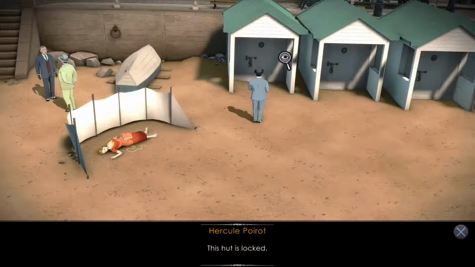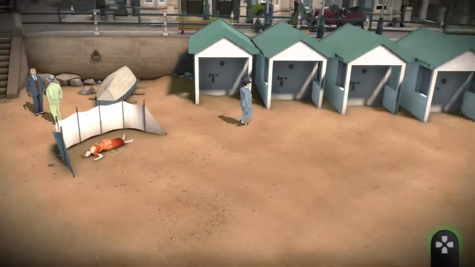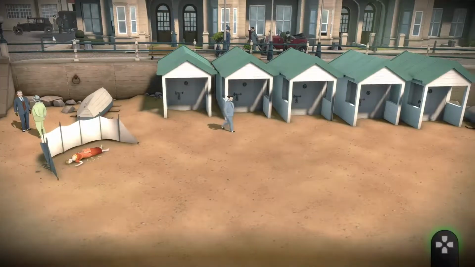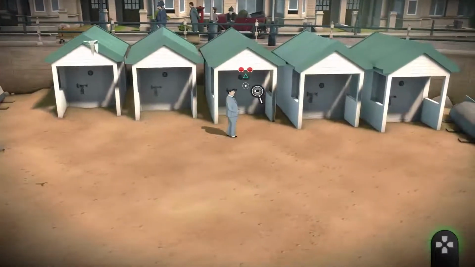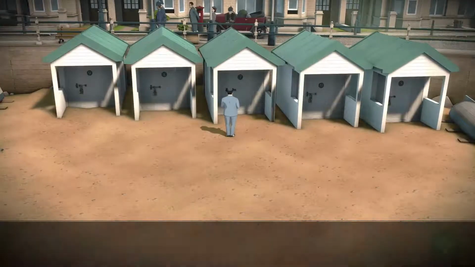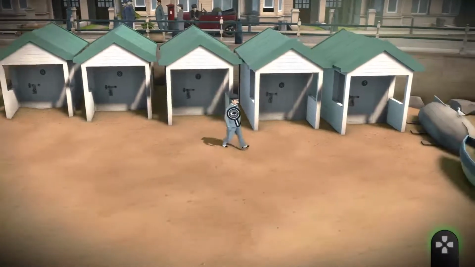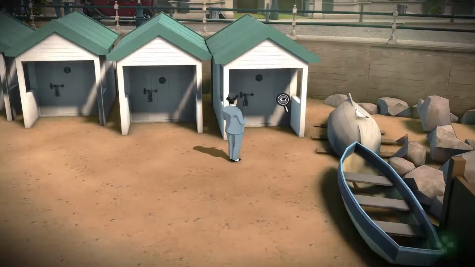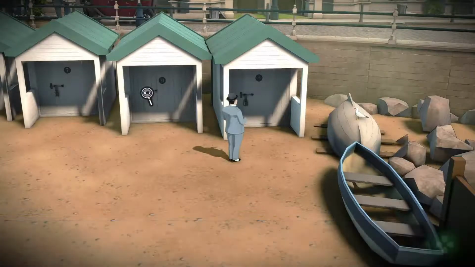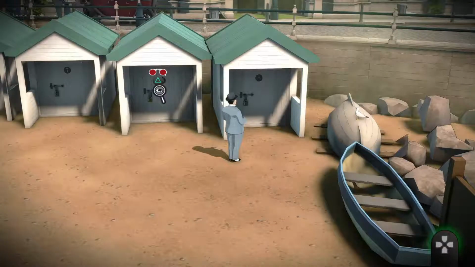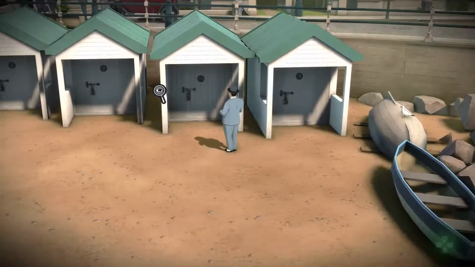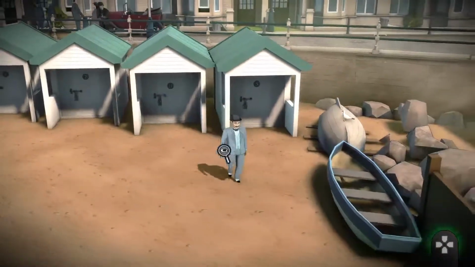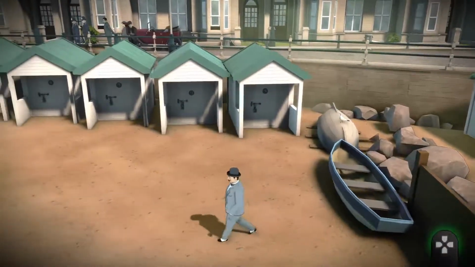This hut is locked. This hut is locked. How about this hut? Is this hut locked? This hut is locked. It is locked. Maybe the last one is not locked? This hut is locked. They all look to have locks on them. The padlock is locked. Alright, let's go check out the body.